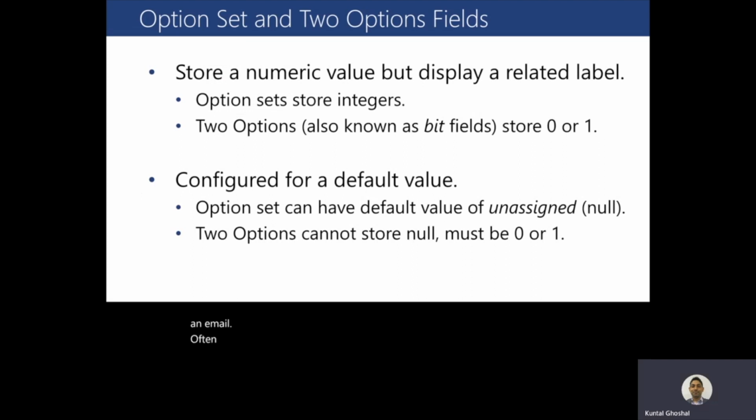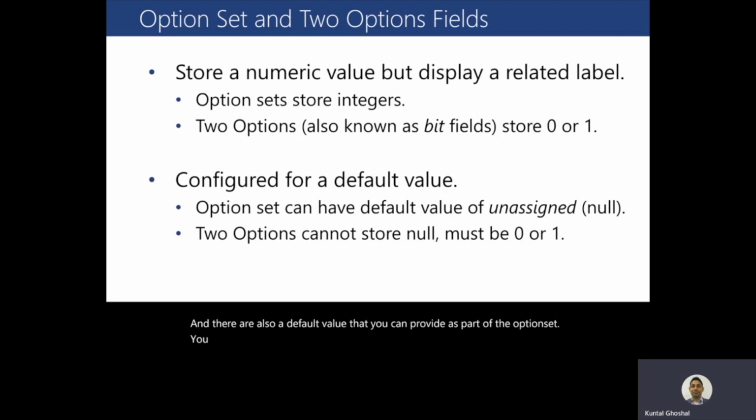Option set or two option set. So an option set is a field that gets displayed as a drop down on the form, and it has two components. One is the display component, and another one is the associated numeric value, which you can see when you are creating an option set. It stores the option set values as an integer, and there is also a default value that you can provide as part of the option set.